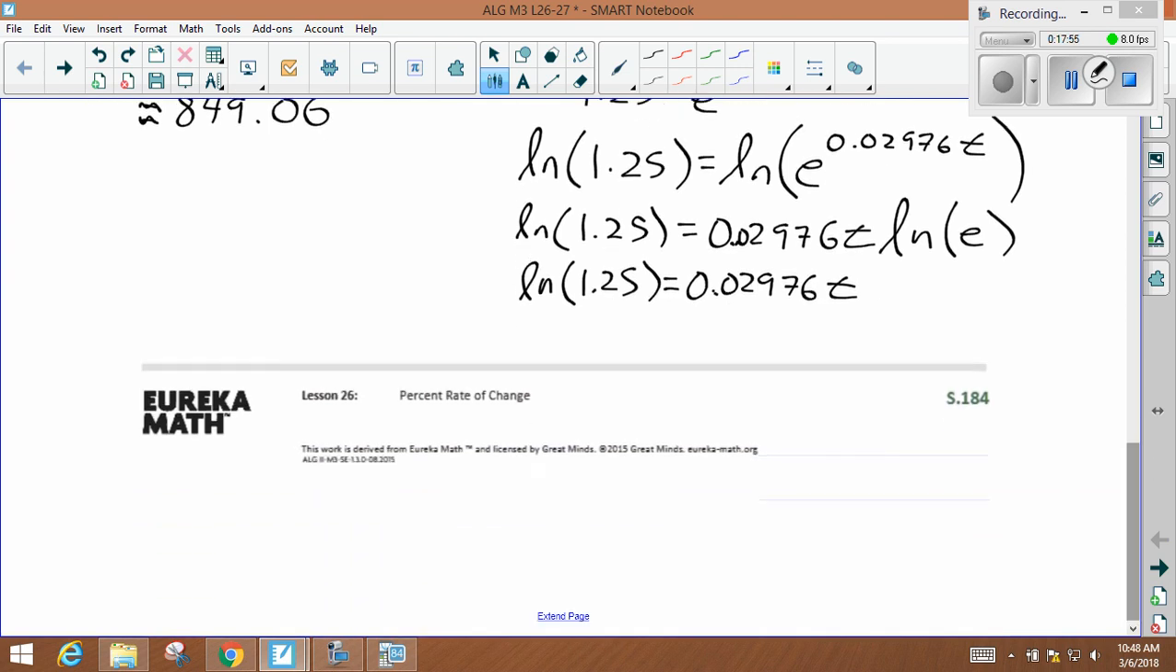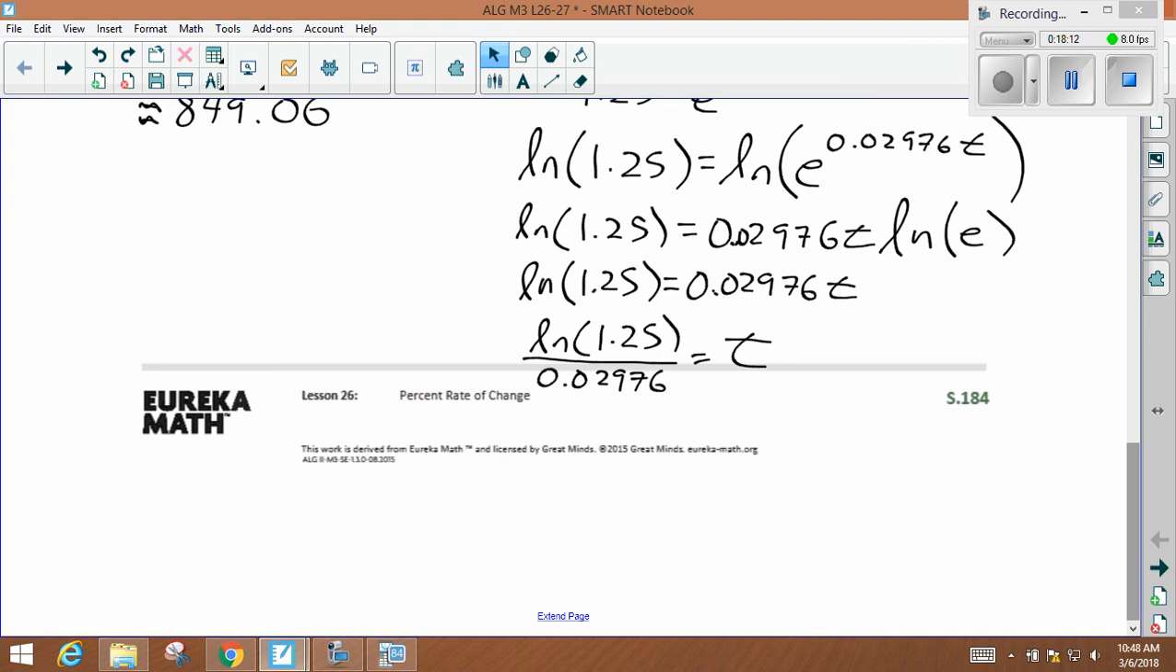I can solve that in one more step. I will divide both sides by 0.02976. So my answer is natural log of 125 divided by 0.02976 equals t. I can plug that into my handy dandy calculator. Here we go. Ready?